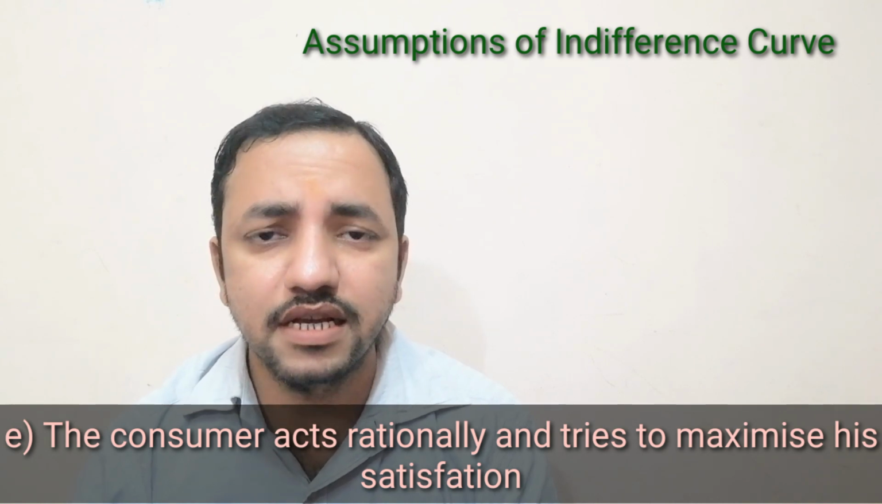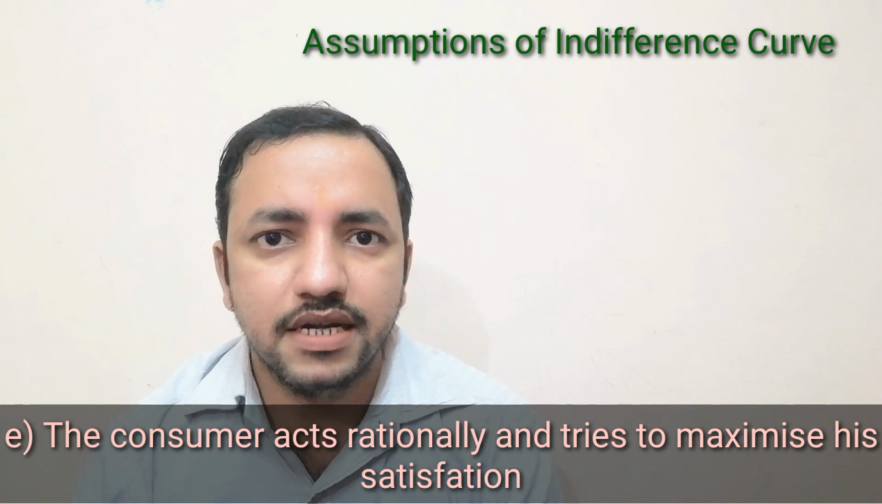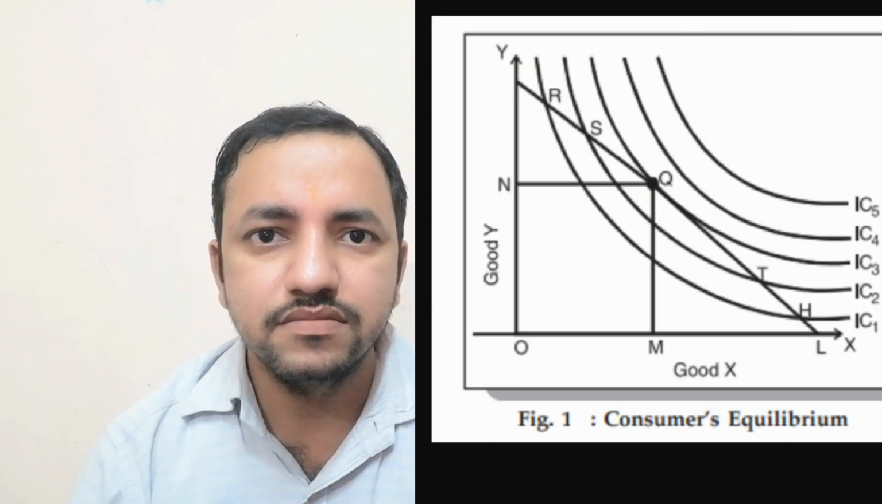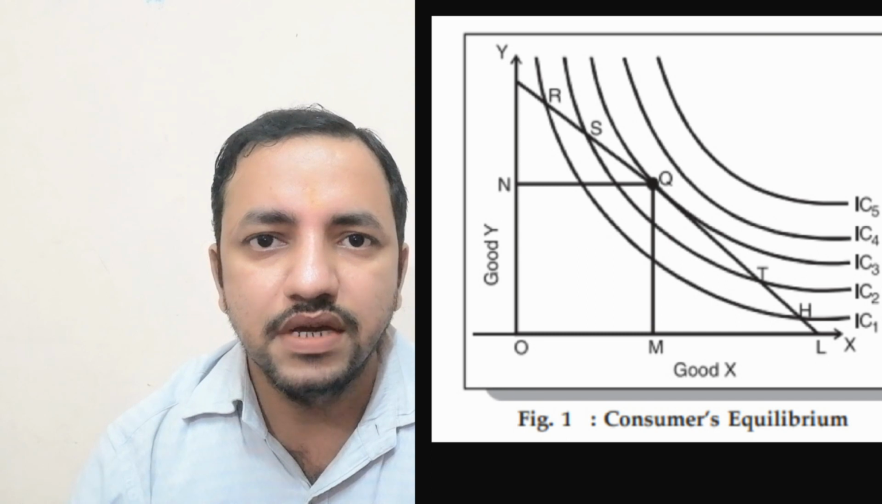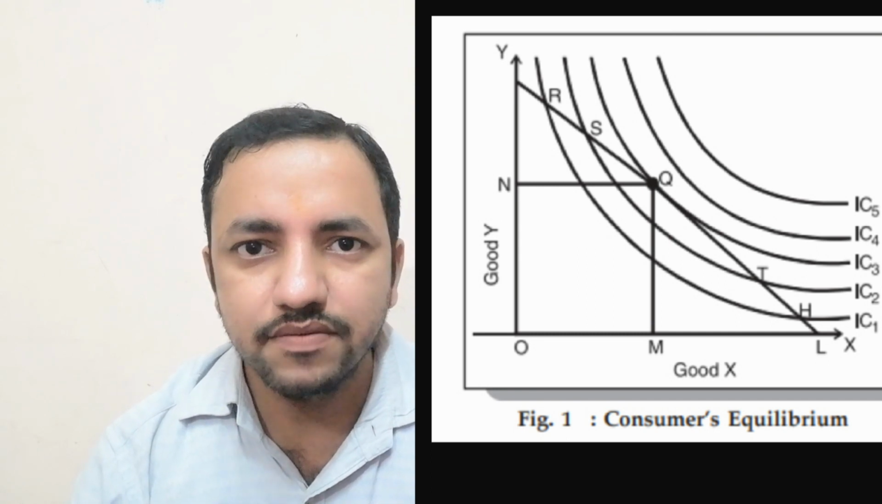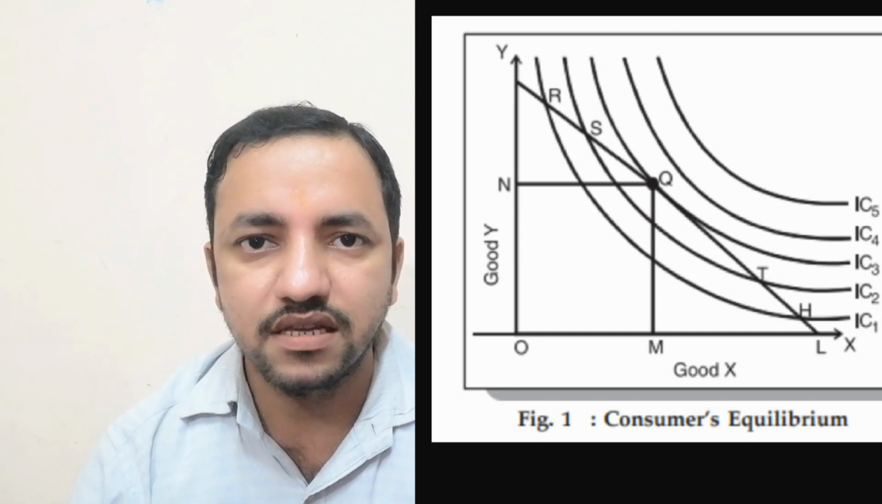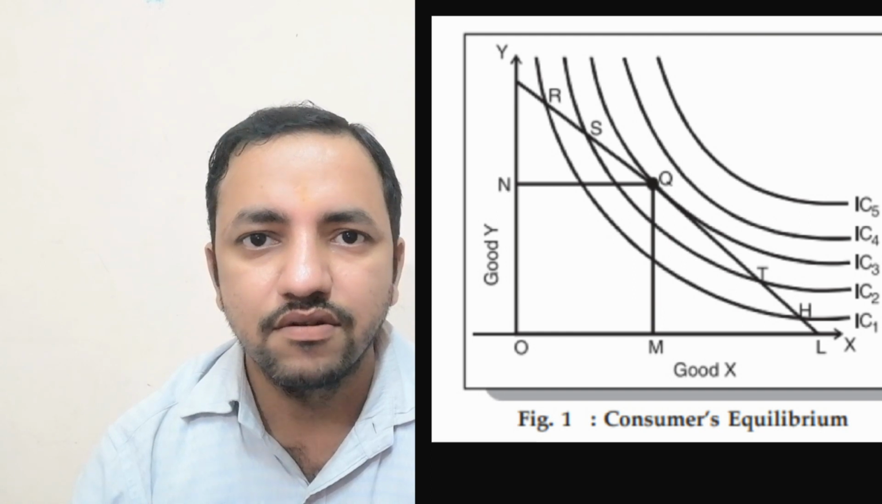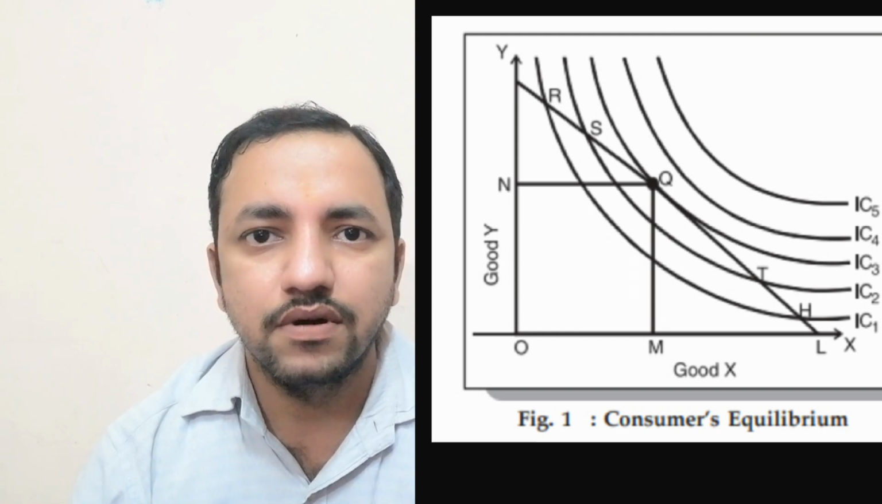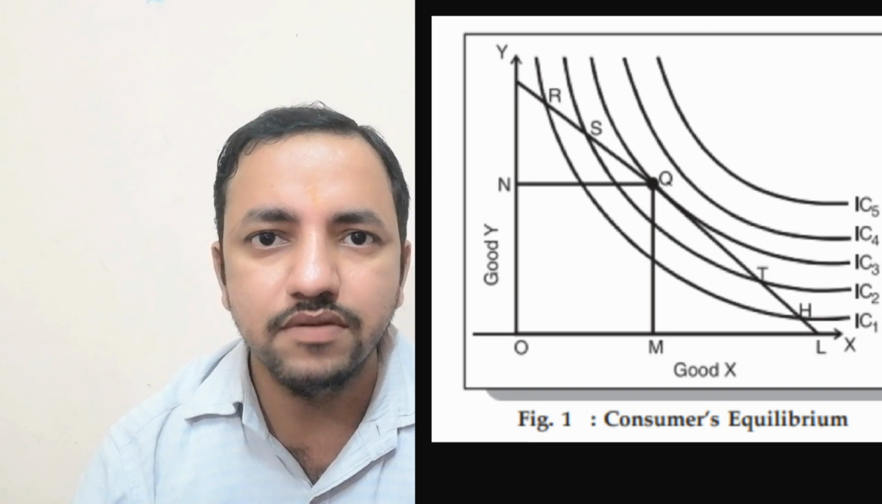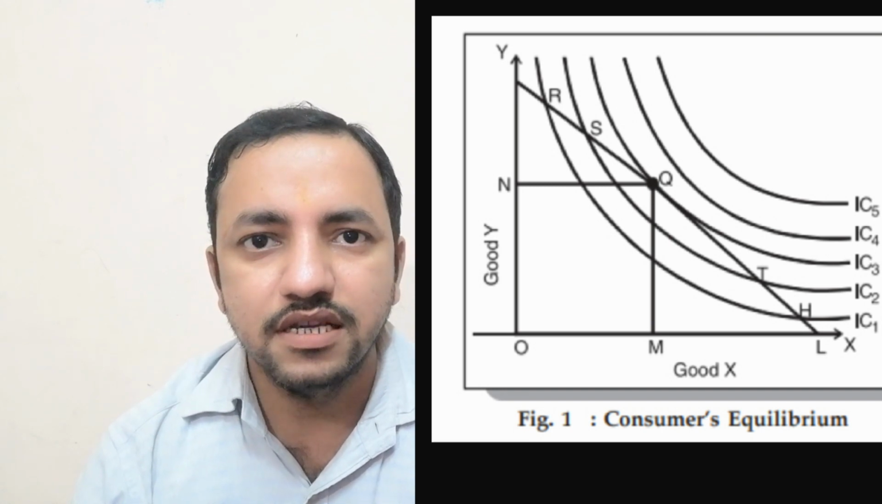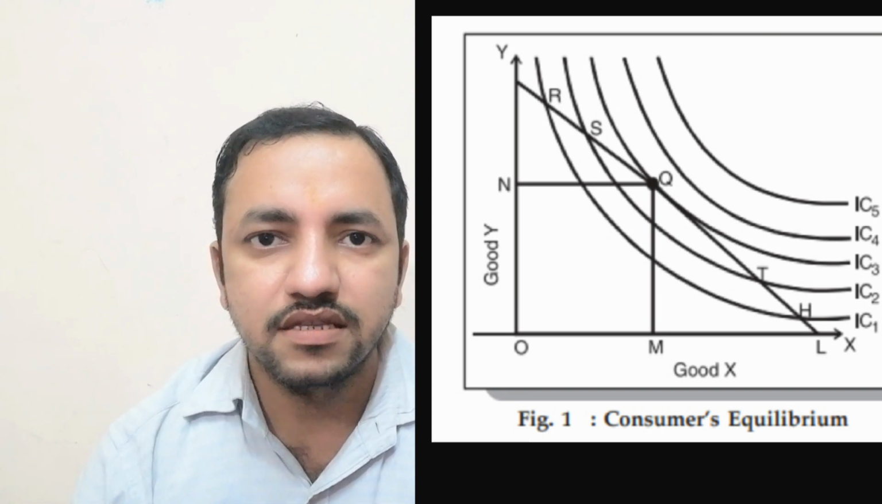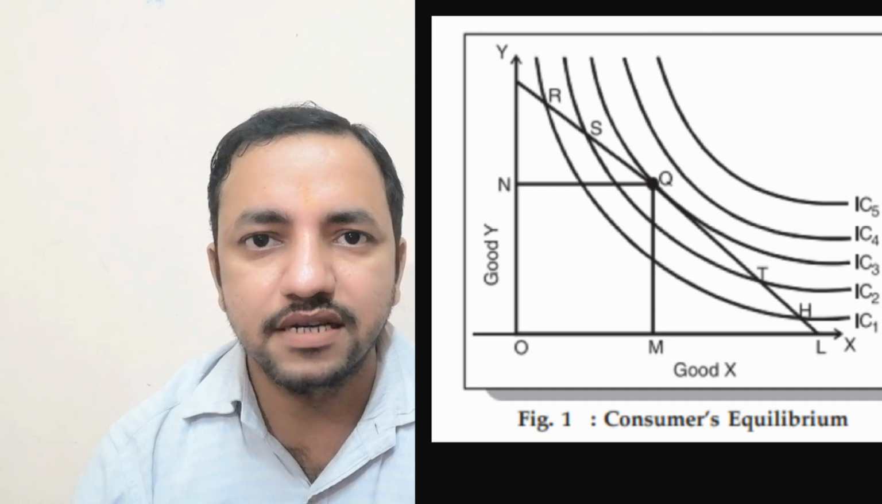On the basis of these assumptions, now let us look at this diagram. In this diagram we have five indifference curves: IC1, IC2, IC3, IC4 and IC5, and we know a higher indifference curve provides a higher level of satisfaction, and since the consumer acts rationally, the consumer always tries to reach the highest indifference curve to get maximum satisfaction from his consumption.